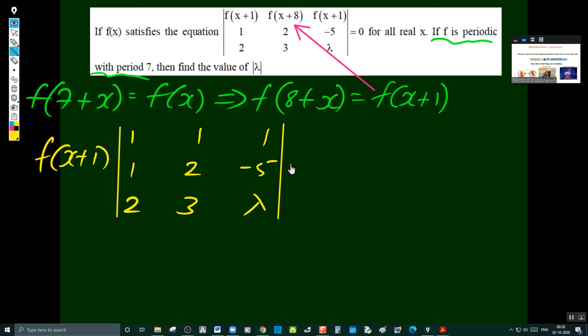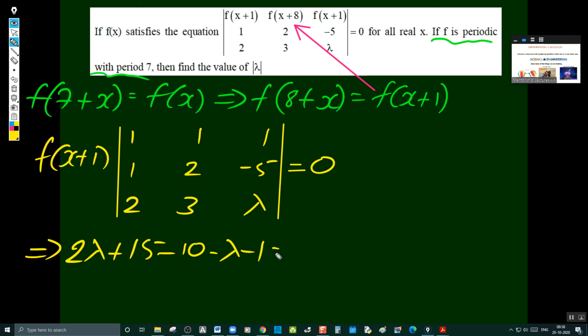And he's saying that this is equal to 0. Now you make this 2, 0, 2 lambda plus 5. 3 minus 4 minus 1. And 4 minus 3 plus 1, and it is 3 minus 4. Just a moment, please. I wrote something wrong here. 2 lambda plus 15, it's okay. And minus 10 minus lambda. This is minus 10 minus lambda.